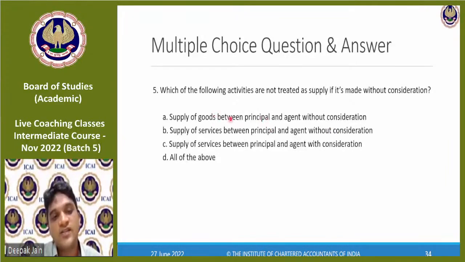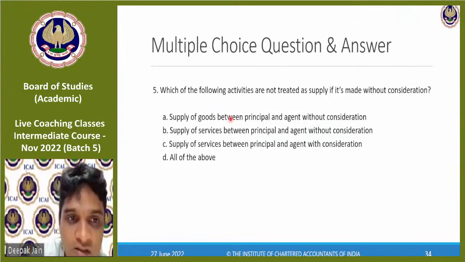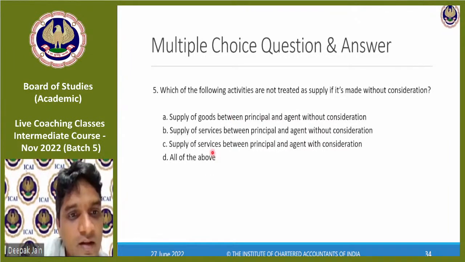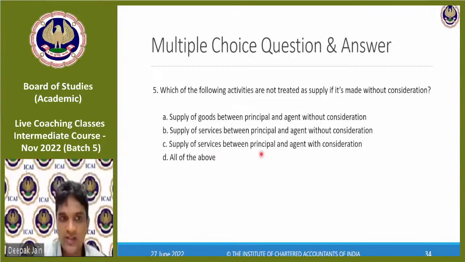So only A is there under Schedule 1, which means it is treated as supply. And supply of services with consideration is also treated as supply. So only B is not treated as a supply. So the correct answer for this question is B.